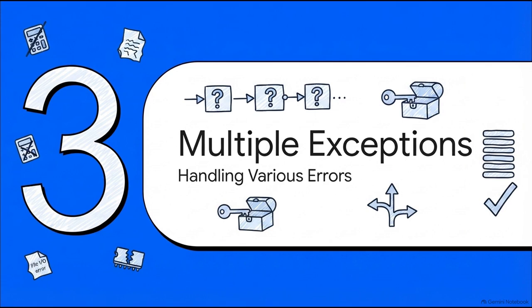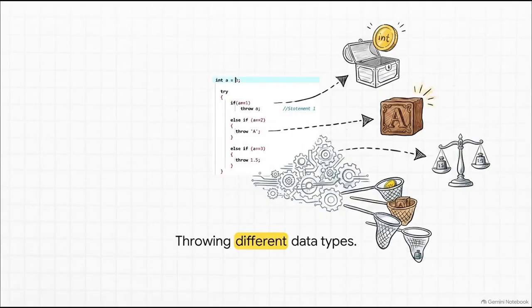All right, Section 3, handling multiple exceptions. Let's see how we handle various different errors at once. You can absolutely have multiple throw statements sitting inside a single try block. Depending on the specific error condition, which we're checking here by the value of a, the program can send out entirely different data types. It could be an integer, a character a, or a decimal 1.5. And because you can throw different types, you can stack multiple catch blocks right below it to handle each specific type individually.